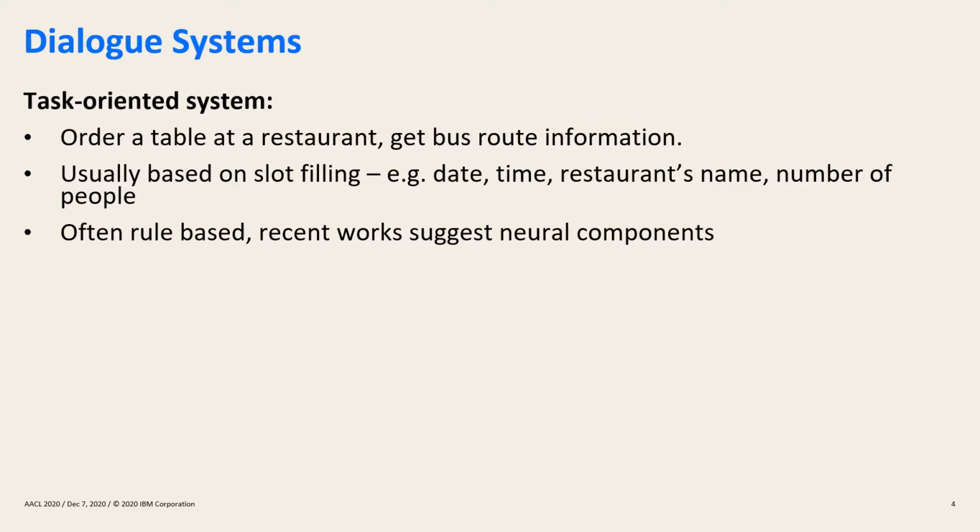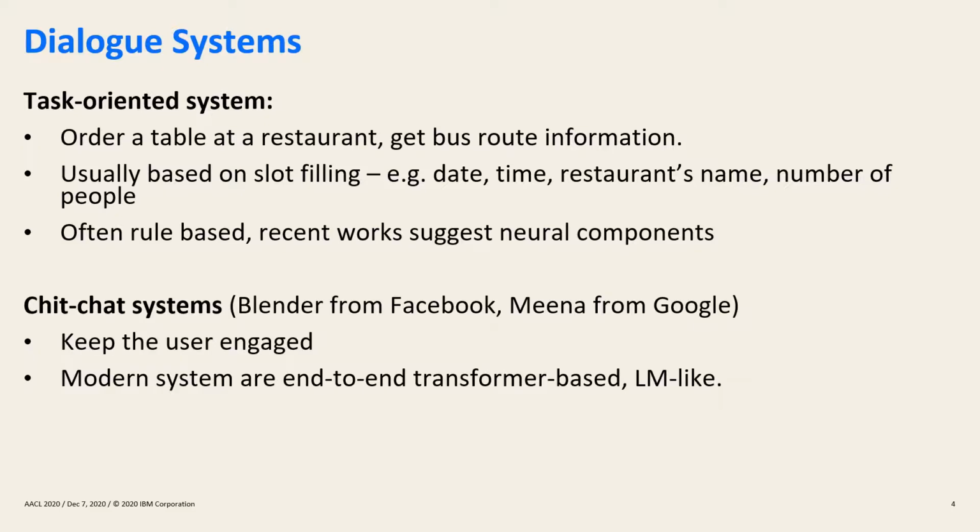Usually these systems are based on slot filling, so if you want to order a table at the restaurant, the system will need to fill in the slot for day, time, the name of the restaurant, and so on. And these systems are usually rule-based, with some recent works replacing some of the components with neural components. But as far as I know, these kinds of systems are usually not trained end-to-end.